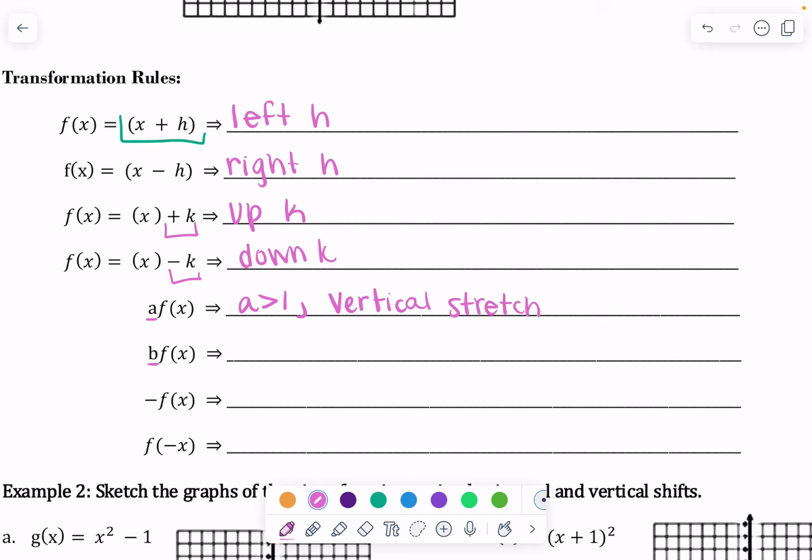Okay? If I have b, imagine b is going to be greater than 0, but less than the value of 1. It's going to be, for example, 1/2, 3/2, any type of fraction that's smaller than 1. So therefore, this is going to be a vertical compression.